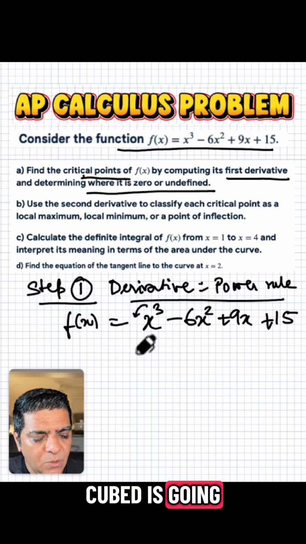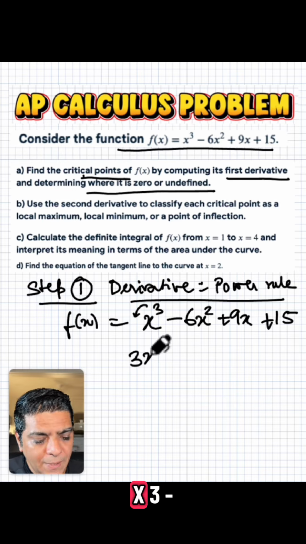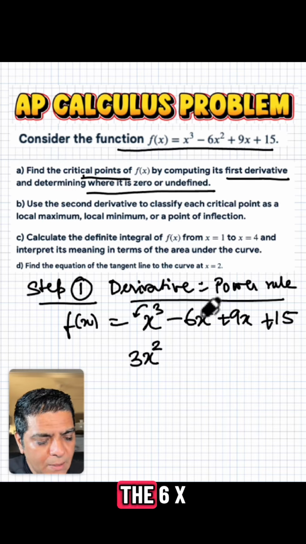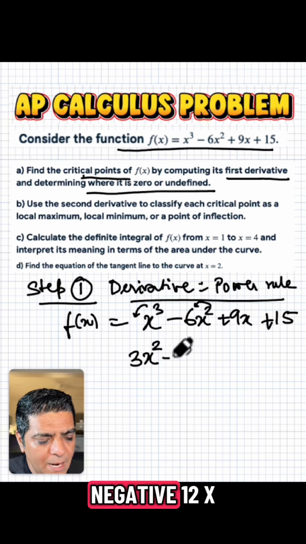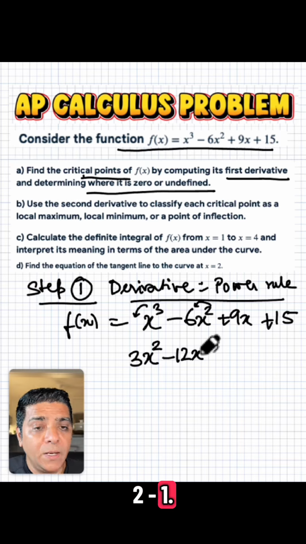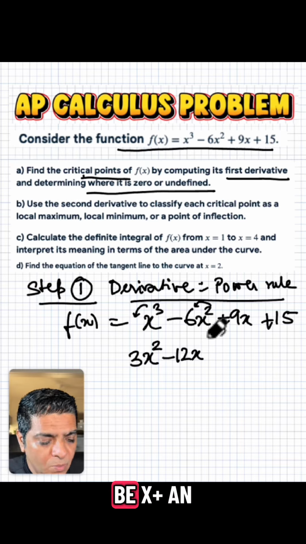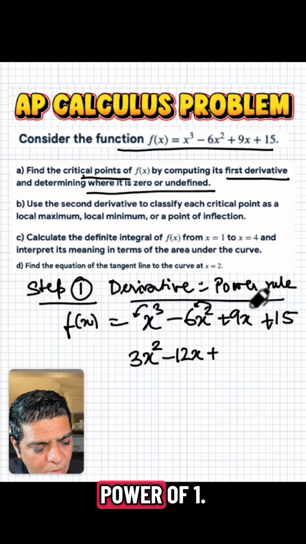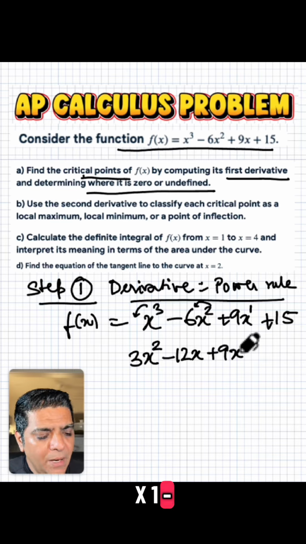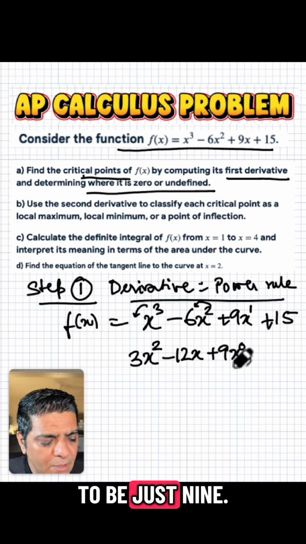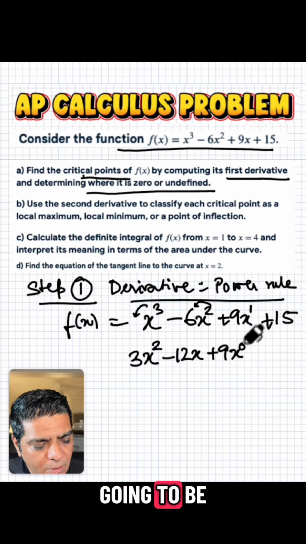So this x cubed is going to be 3x, 3 minus 1 is 2, squared. The 6x squared, the 2 is going to come in front, and negative 6 times 2 is negative 12. x, 2 minus 1 is going to be 1, so it's just going to be x. Plus 9x to the power of 1, 1 times 9 is 9. x, 1 minus 1 is going to be 0, so that's going to be just 1.